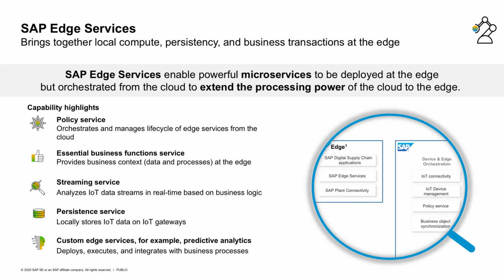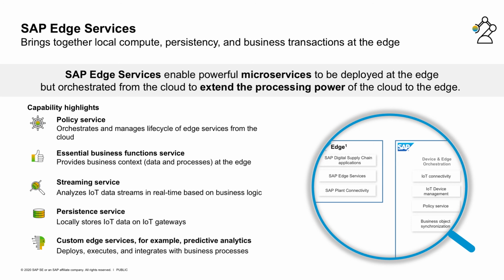Just a brief look at the Edge service capabilities. I mentioned those also earlier, but the capability highlights are certainly orchestrating the devices and Edge devices from a central cloud solution, and deploying essential business function services, and enabling also custom solutions based on the streaming service and persistency service. Custom solutions can be, for example, a predictive analytics solution that you want to build and apply some machine learning predictive algorithms.